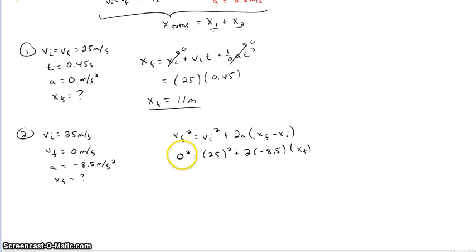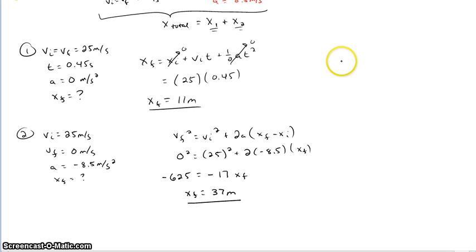So 0 squared is just 0. 25 squared is 625, but I got to subtract that from both sides, so I'll have a negative 625 on this side. And then this, when I multiply this out, that's negative 17 x sub f. And so we got a negative divided by a negative, so that gives us a positive, and our positive displacement is 37 meters. There it is. That is for part 2.